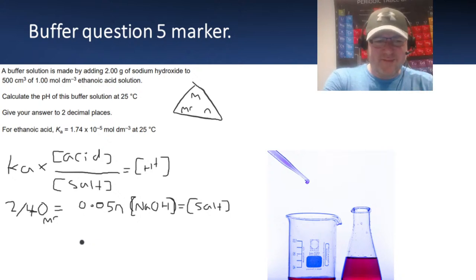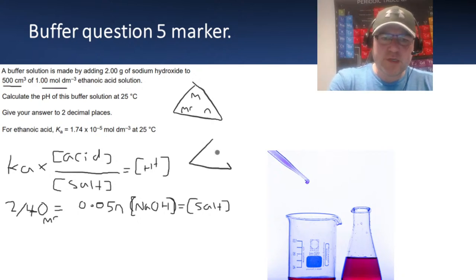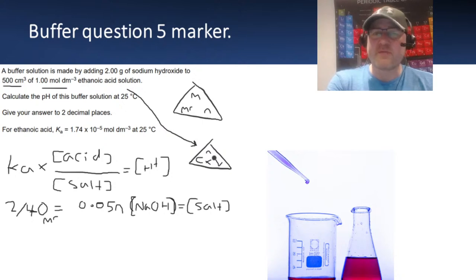Yeah, you'll need your calculator for this. Right, so we've got 0.05 moles of sodium hydroxide. Let's work out, we've been given the concentration of the ethanoic acid, but they've given us 500 centimeters cubed. What do you think they're asking for? Why have they given you the volume and the concentration? So what we can do is use n equals c times v, and they've given us that for the ethanoic acid. So what do you think they're after? Well, they're after the moles as well. They want our moles of ethanoic acid.